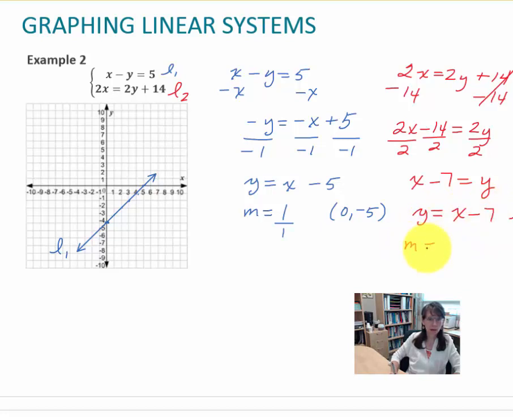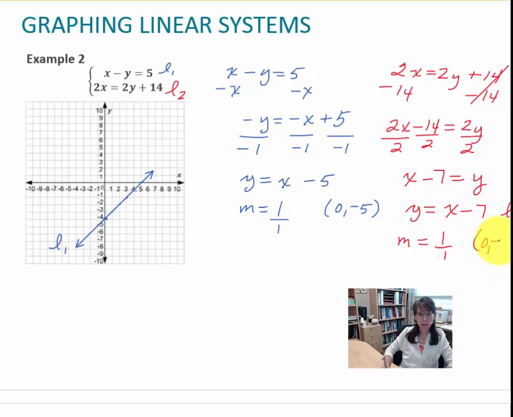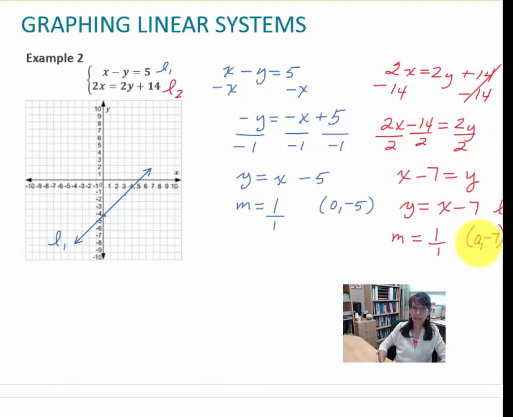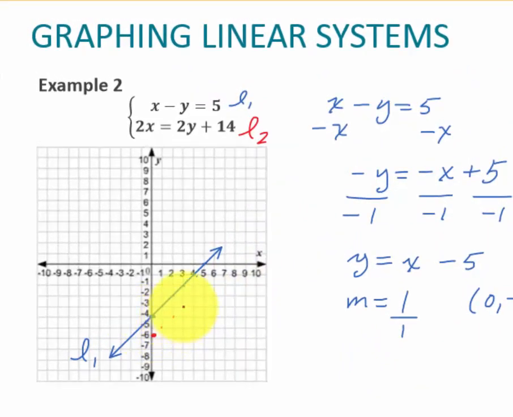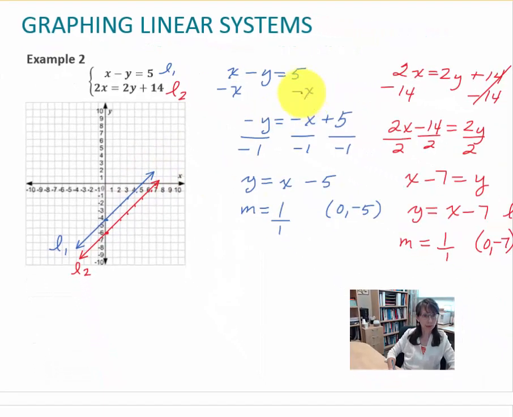So our slope is 1. Our y-intercept is 0, negative 7. Let's plot that. And our slope is 1. We'll draw the line. Now what do you notice about line 1 and line 2? They are not intersecting anywhere. So let's go back and see if there maybe is a reason why I could make that statement that they're not going to intersect. So it all comes down to comparing our slopes.